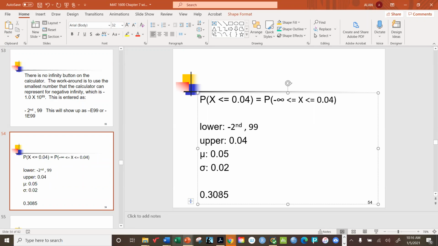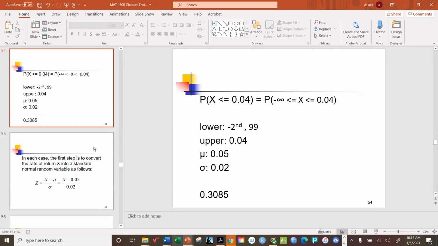But it's up to you. You can do whichever one you want. If you don't have a Texas Instruments or something comparable, you'll still have to use the tables. But if you do, you might as well take advantage of it. So what about the other two?